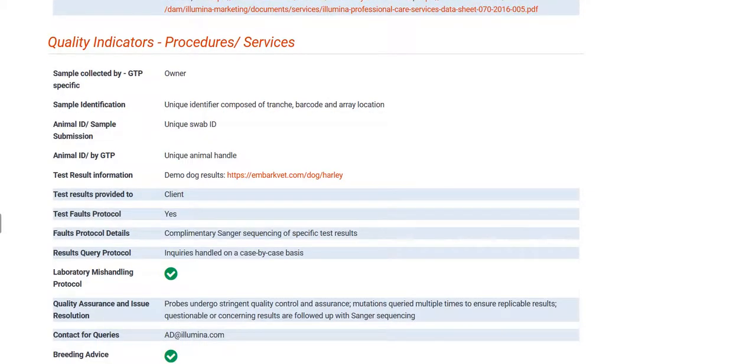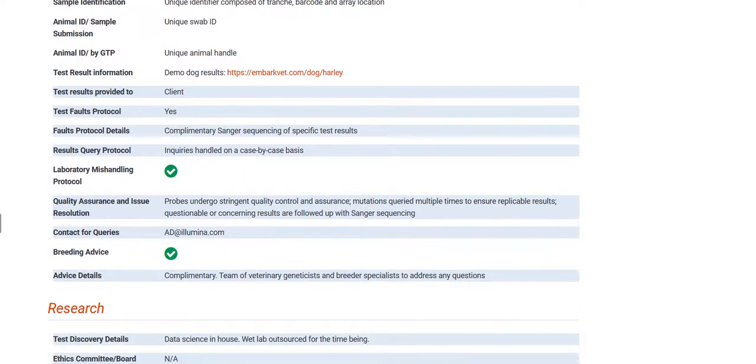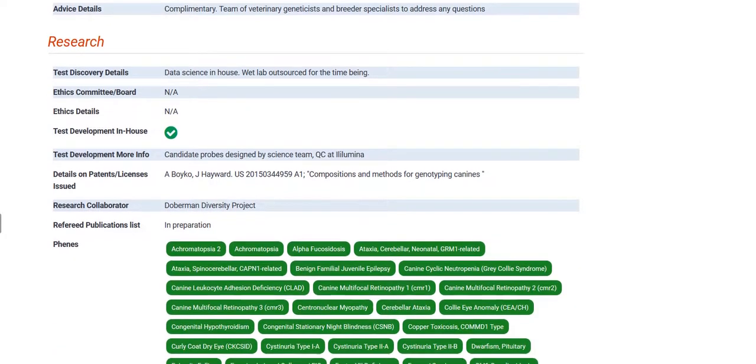Here's more on services. Sometimes there will be links out to examples on the lab's website and how inquiries are handled, mismanagement, if you have questions, that sort of thing. There's also a research section that the labs can list.